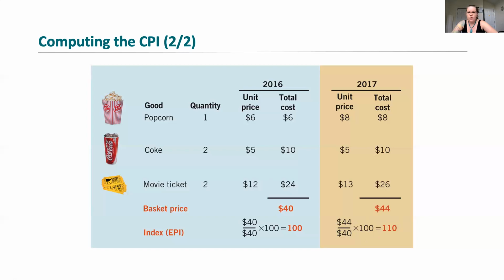So now if we wanted to deduce what the inflation rate was between 2016 and 2017, we would take the new price index, 110, subtract the old price index, 100, and divide by the old price index, 100. So this is 110 minus 100, which is 10, divided by 100. 10 divided by 100 is 0.1, and then we multiply by 100. So in other words, between 100 and 110, that's a 10% increase. So this is an example of a 10% inflation rate.